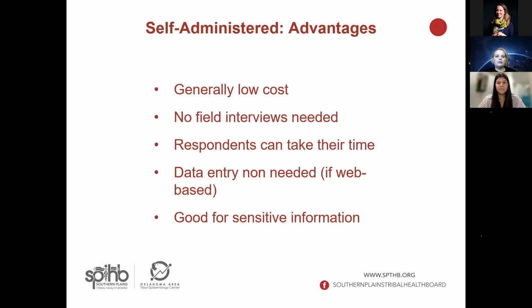So here's some advantages of a self-administered survey. And I think this is the most common way to administer a survey. It's generally low cost. There are no field interviews needed. And I think because it's low cost, less travel, I think it's why it's the most common. You don't need someone going out interviewing. You don't need to make phone calls. They can be handed out. They can be administered online.